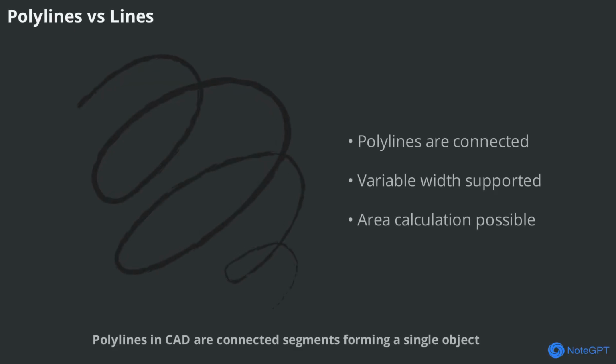Polylines in CAD are connected segments forming a single object, while regular lines are independent segments. Polylines can have variable width, support closure, and allow area calculation. Editing a polyline affects the entire entity, while lines are edited individually. Polylines are ideal for borders, flow diagrams, and closed shapes requiring area measurement.